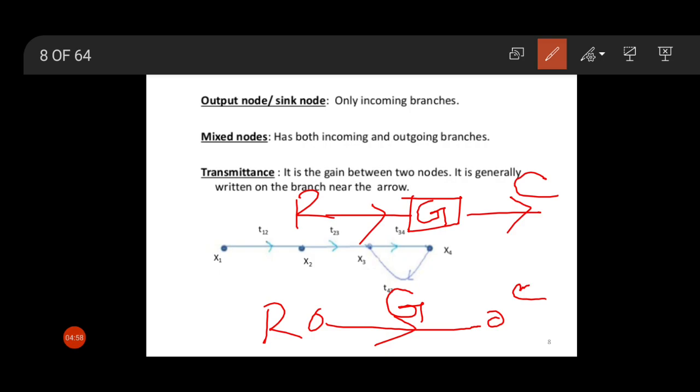So here the transmittance is G, because transmittance is the gain between 2 nodes. Here the two nodes are R and C, the two nodes are connected by a line, and this line is called a branch, and the transmittance of this branch is basically the gain. So what is the gain of this branch? This is G. So here this G is the transmittance.